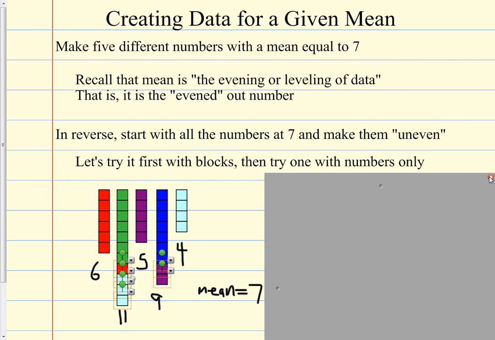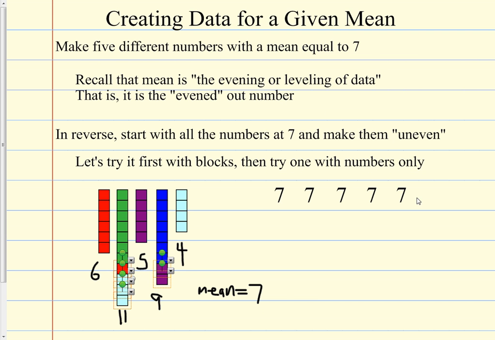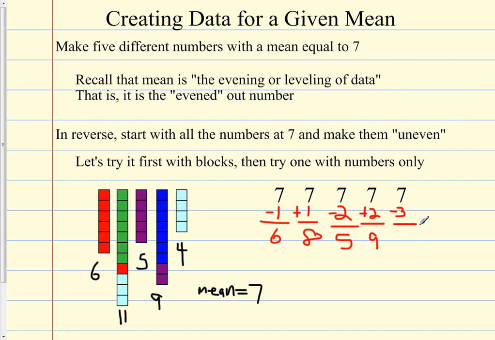Now let's try it with numbers and see how it looked. So there's my 7s. Let's think about what I did first. The first thing I did was I subtracted 1 here, and I added it here. So instead of having 7, I have 6, and instead of having 7 here, I have 8. Then I took 2 away from this one, so now I only have 5 here, and I put those 2 here, so now I have 9. And finally I decided I'm going to take 3 away from here, so now there's only 4, and I added those 3 to this one here, and now I have 11.